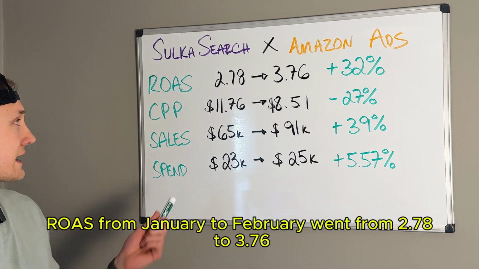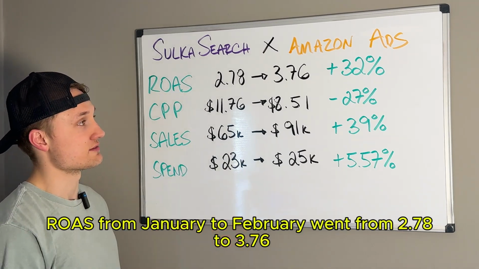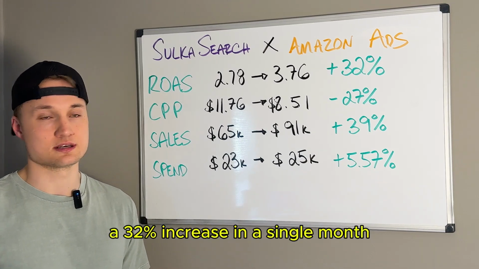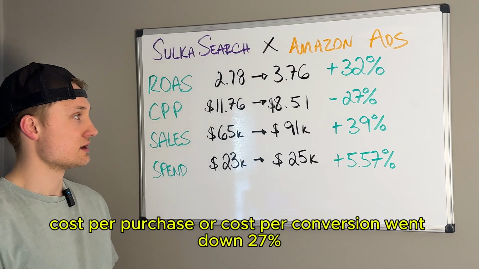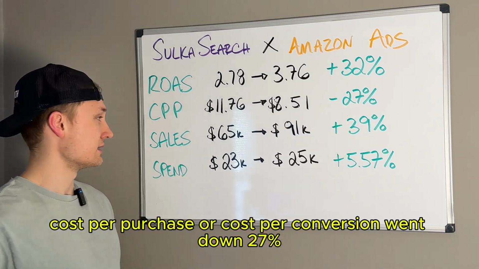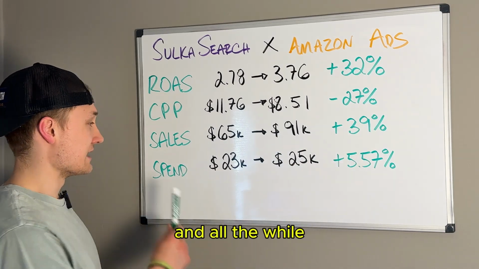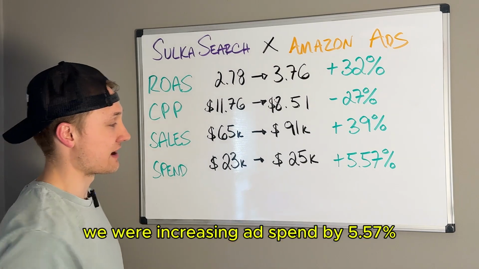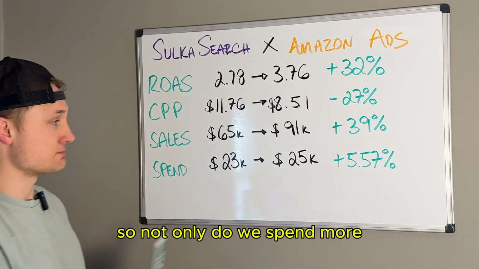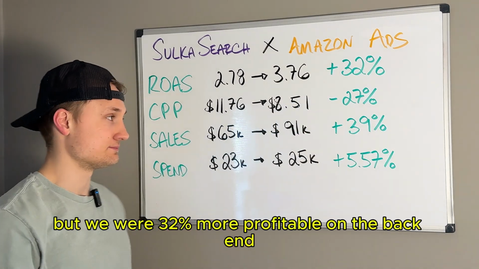ROAS from January to February went from 2.78 to 3.76, a 32% increase in a single month. Cost per purchase, or cost per conversion, went down 27%. Sales increased almost 40%, and all the while we were increasing ad spend by 5.57%. So not only did we spend more, but we were 32% more profitable on the back end.